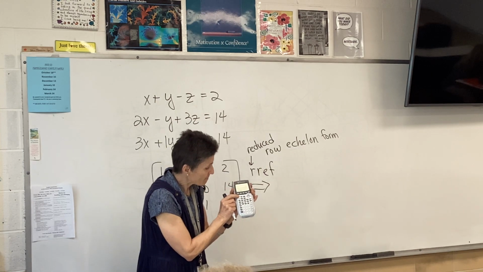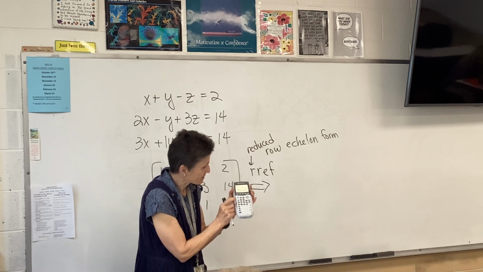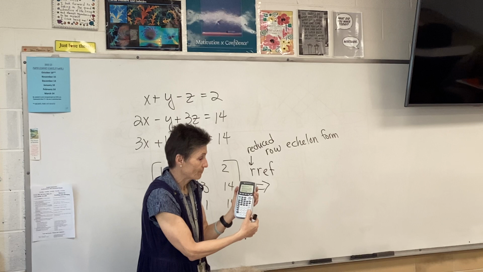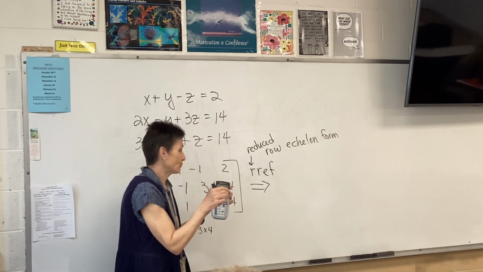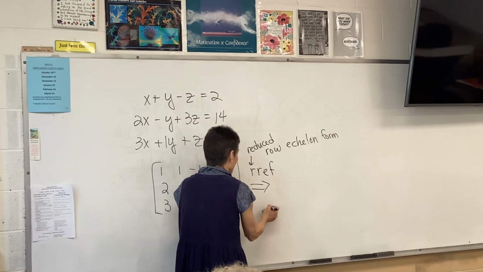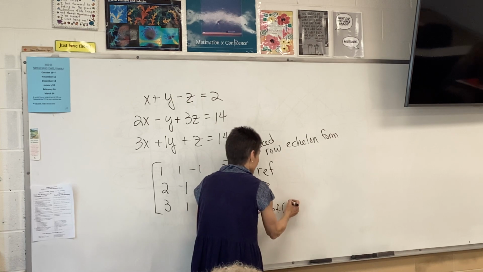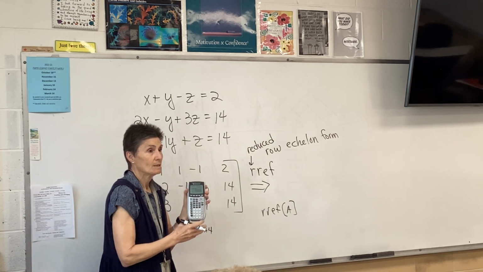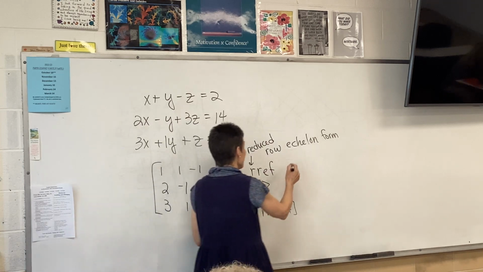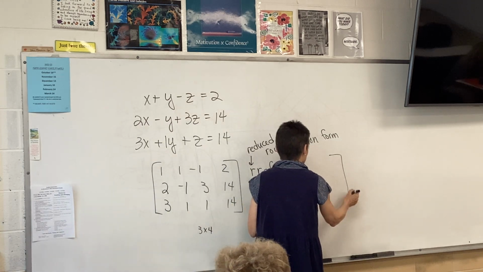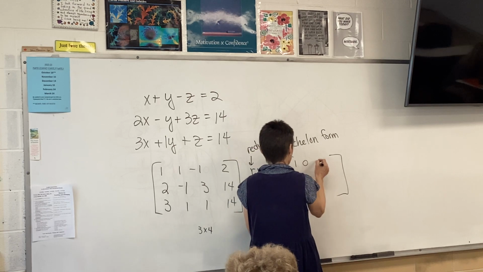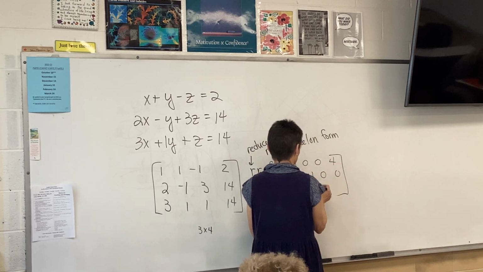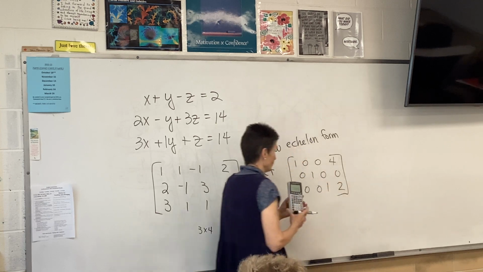Then go back into matrix, second matrix, and hit enter. So your screen should say RREF A. Press enter, and you're going to get a new matrix out that looks like this. It is in reduced row echelon form. It looks like that.